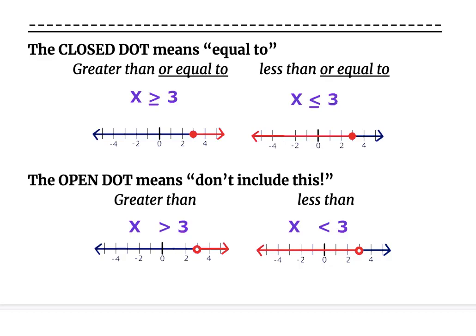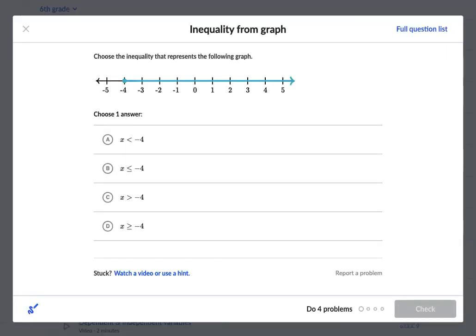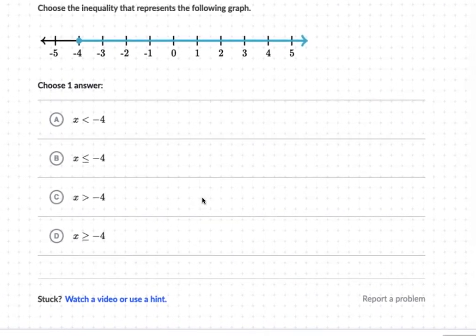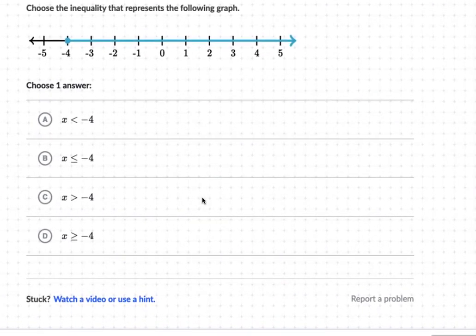So let's take a look at some examples. If you are asked to choose what this inequality represents, you're going to have to remember those rules. So keep those rules handy in your notebook and pause the video, try this on your own first.